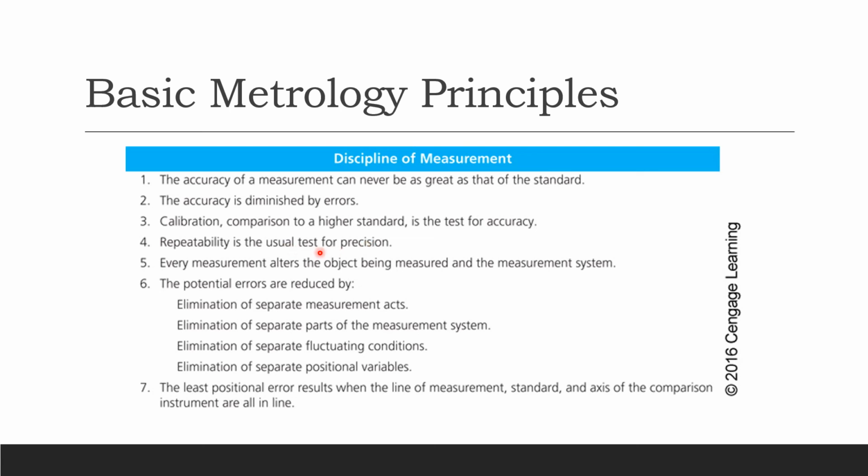Repeatability is a usual test for the precision. And precision again is repeating. You're measuring 1 time, 2 times, 3 times, 4 times. All your measurements, you look at them. Oh, are they close together? Are they not close together? Okay, and that's called repeatability. And that is the usual test for the precision. So anyway, you can read all the way to 7. Okay, and you definitely need to know this rule because these are the principles of measurement, the fundamental ones.